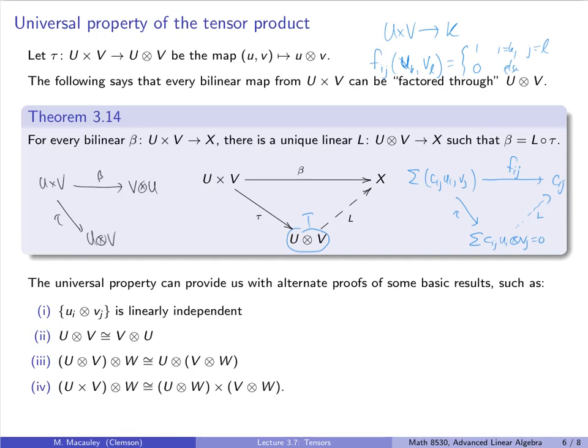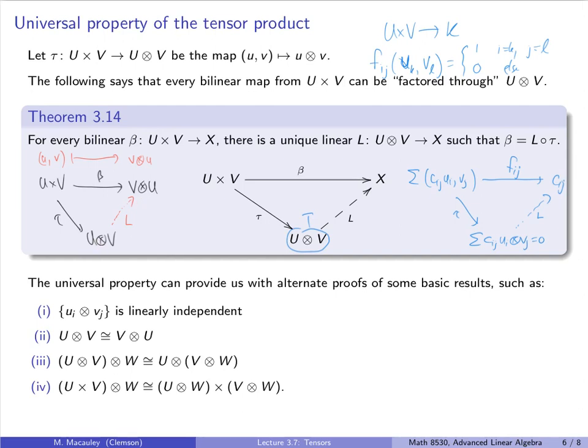I should say that this is defined in the obvious way: u comma v gets mapped to v tensor u. It's easy to check that this is bilinear, and so therefore we have a unique linear map from u tensor v to v tensor u. It's easy to show that little u tensor little v gets sent to little v tensor little u. It's clearly a bijection and it's linear, so these are isomorphic.